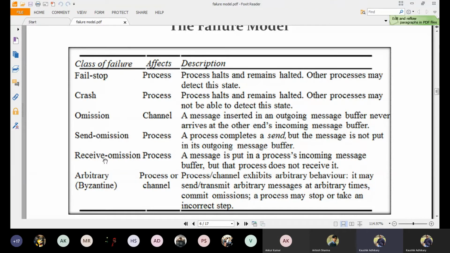Similarly, there is receive omission failure, which also affects a process. Here, a message is put into a process's incoming message buffer, but that process does not receive it. It means it has been received by the receiver's buffer, but the buffer could not forward the message to the receiver.